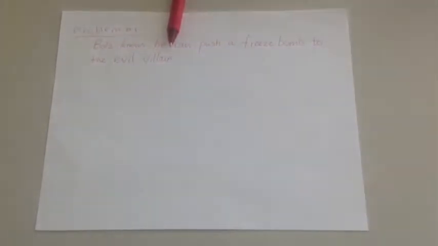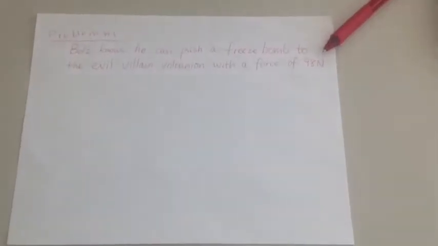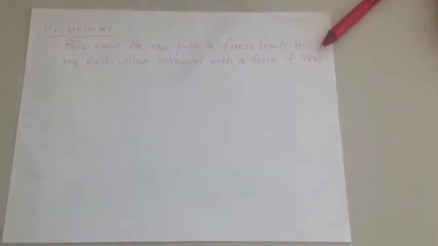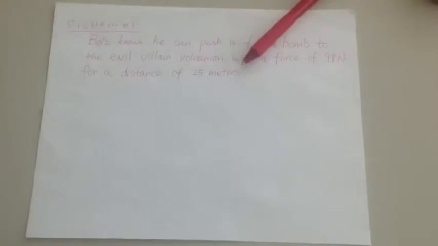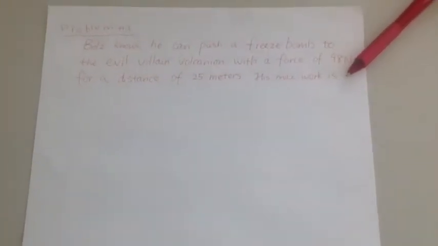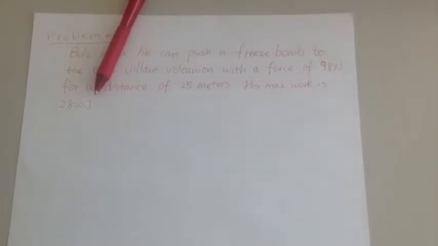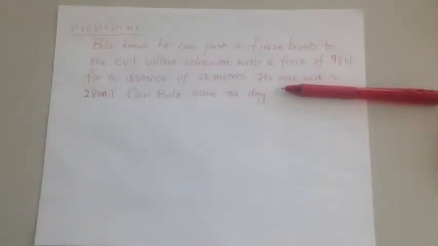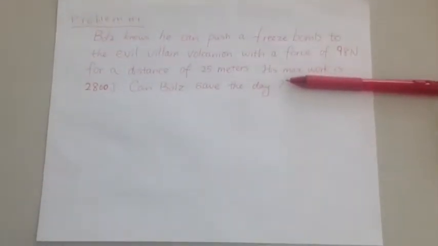Problem 1. Boltz knows he can push a freeze bomb to the evil villain Volcanion with a force of 98 newtons for a distance of 25 meters. His max work is 2,800 joules. Can Boltz save the day?